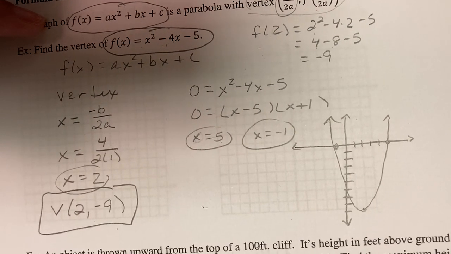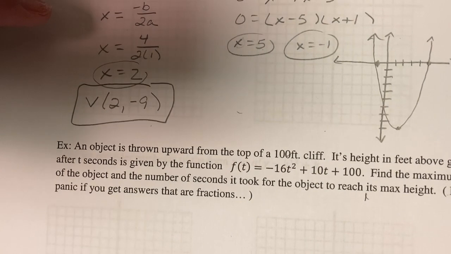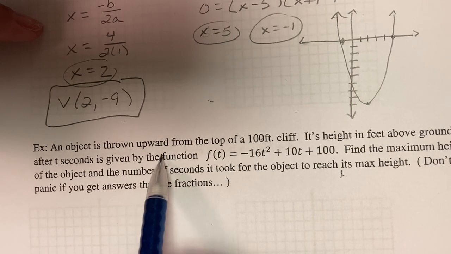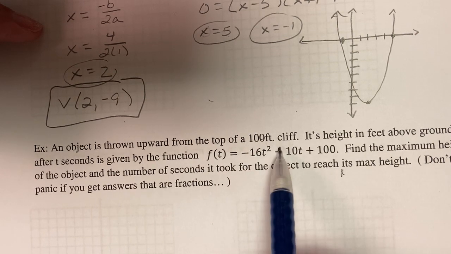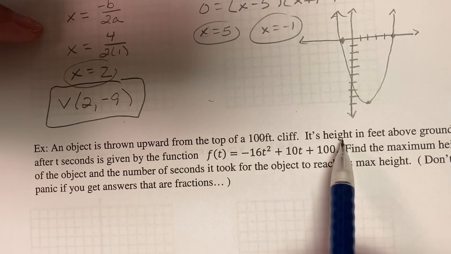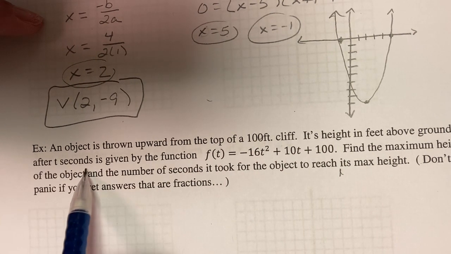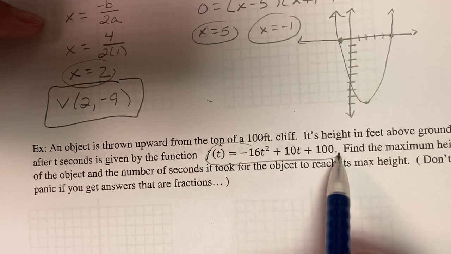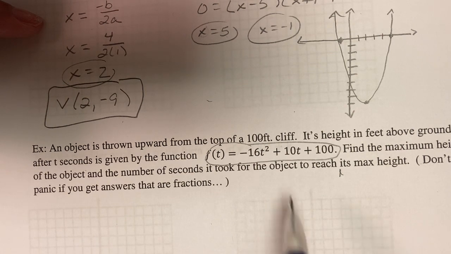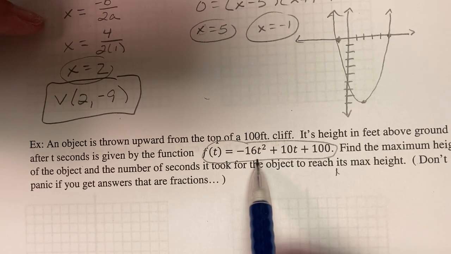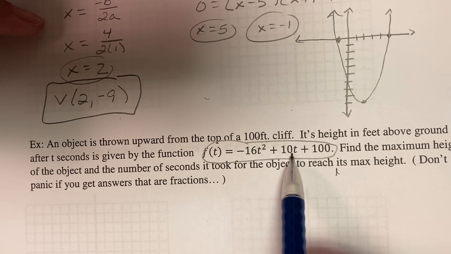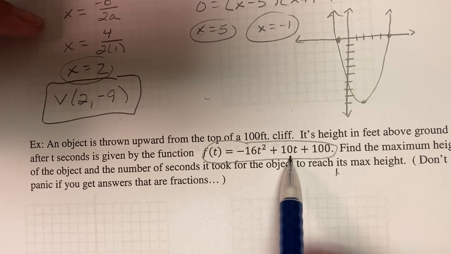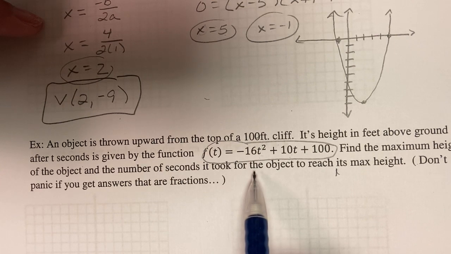Okay, so here we go. A story problem. Quadratics are always a good place for a story problem. An object is thrown upward from the top of a 100-foot cliff. Its height in feet above the ground, t seconds, is given by this function. We've used a function similar to this before. So again, if I wanted the height at 0 seconds, I would plug in 0 for t. If I wanted the height at 3 seconds, I'd plug in 3 for t. So that's how this function works.